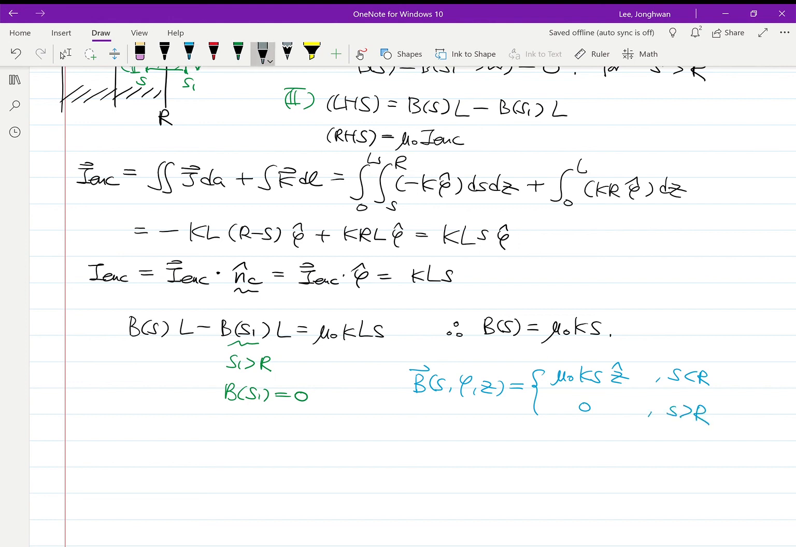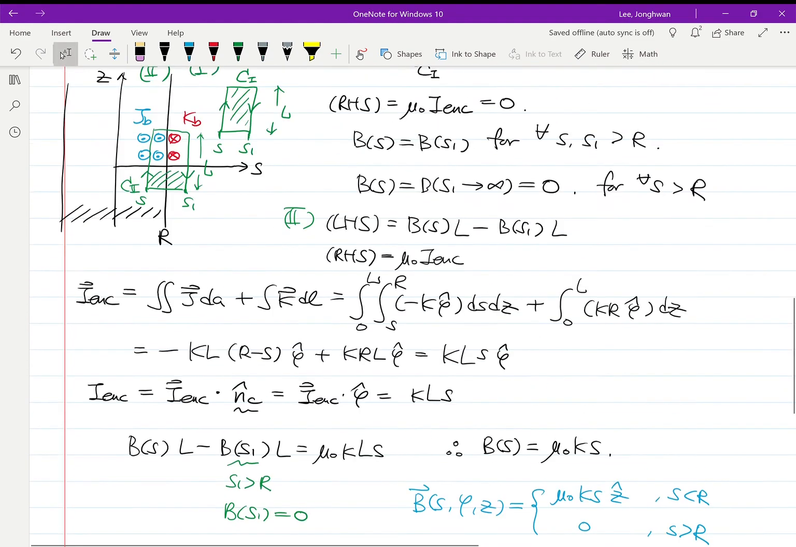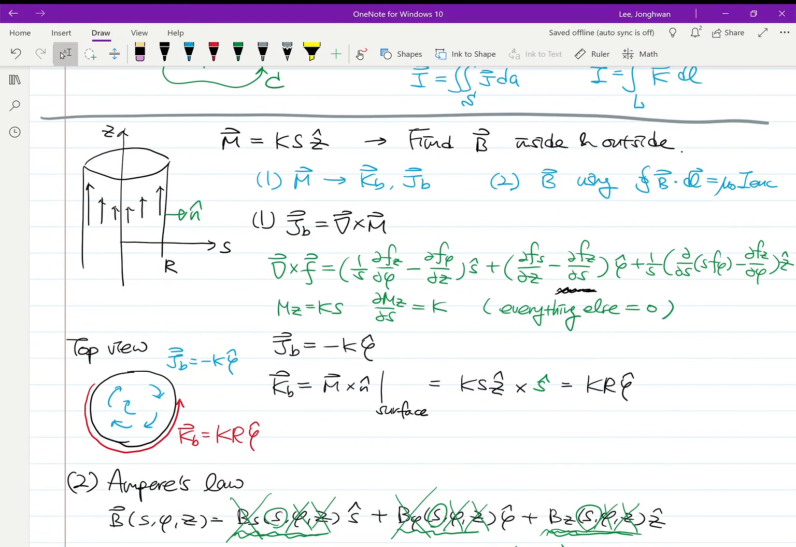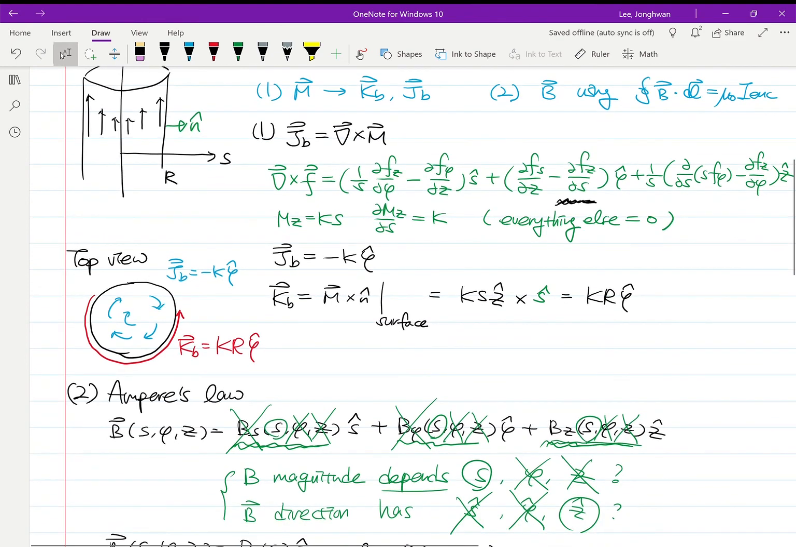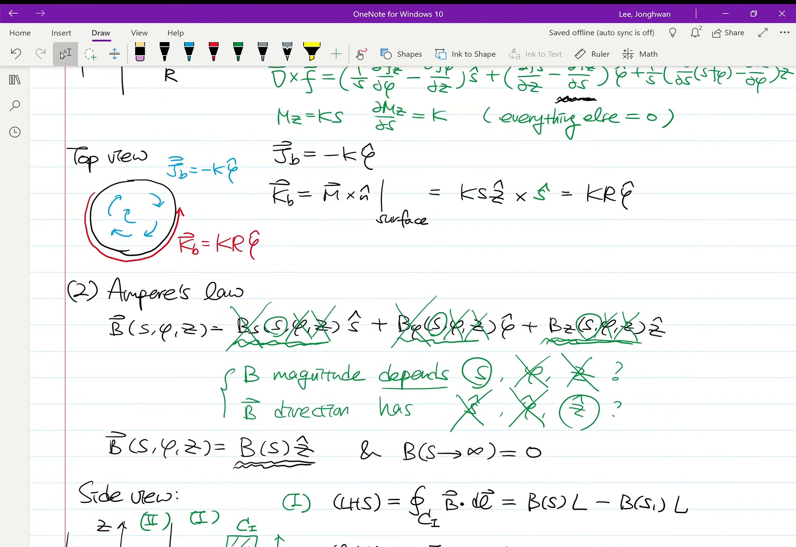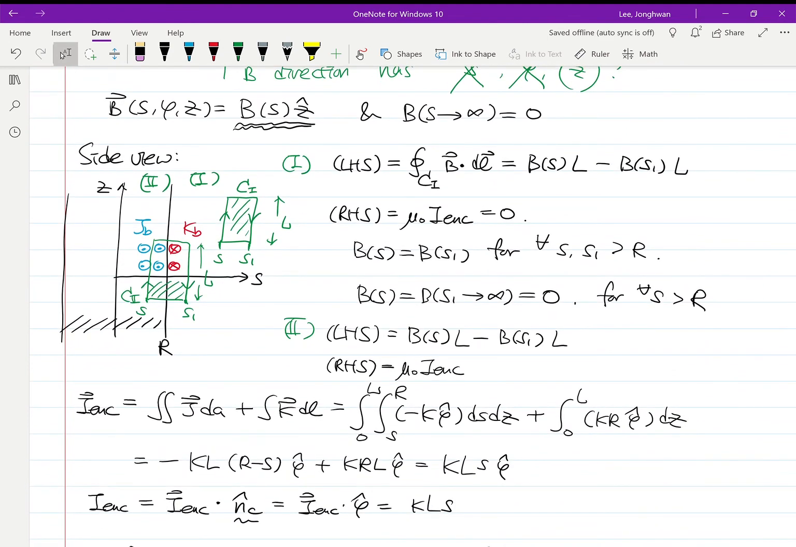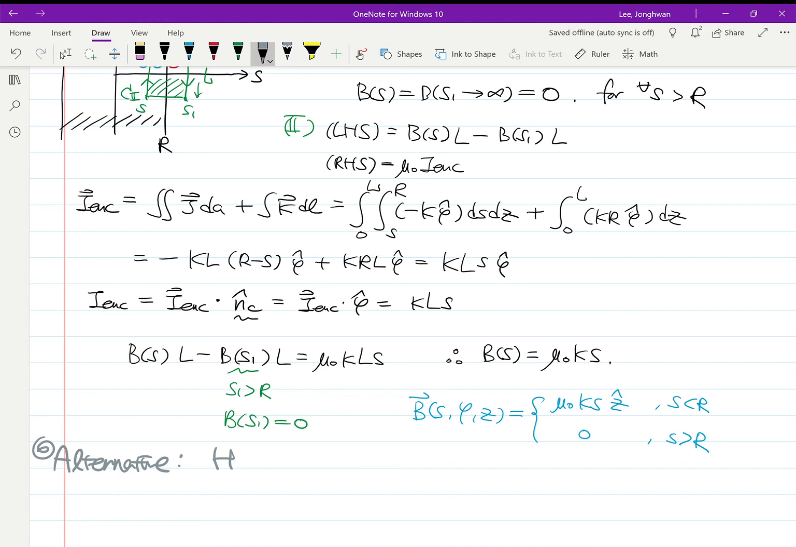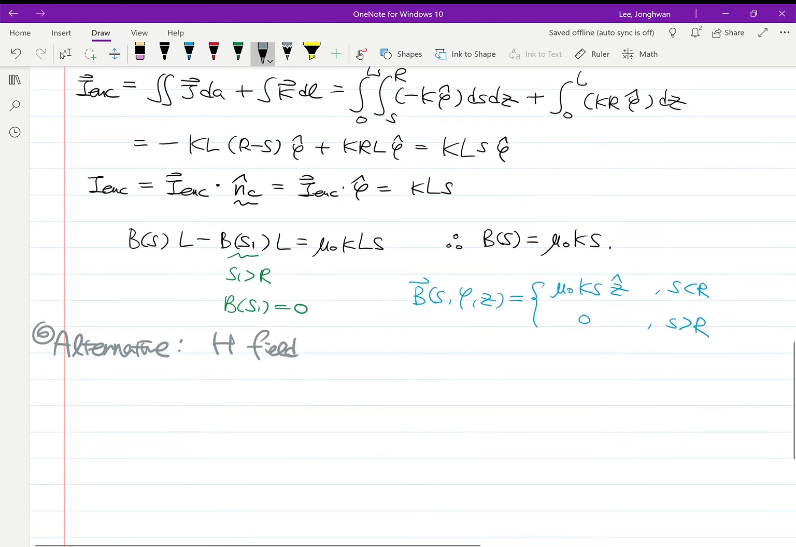Okay. So if you look at this, we can find the B field from the inherent magnetization M, using the bound current concept first. So we can find the bound current first, and then apply Ampere's law region by region, so that we can find the unknown B S and then determine the magnetic field B. But there's an alternative way. You can use the H field to solve the same question.